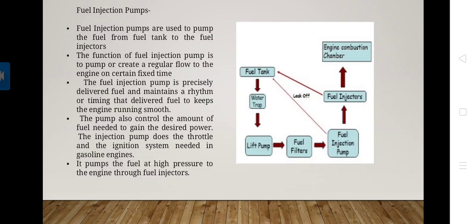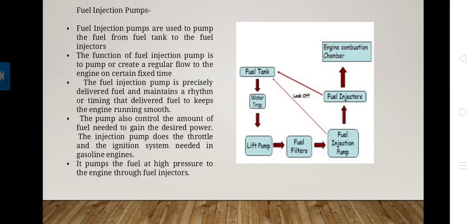The fuel injection pumps are used to pump the fuel from the fuel tank to the fuel injectors. The function of the fuel injection pump is to create a regular flow to the engine at a certain fixed time. The fuel injection pump precisely delivers fuel and maintains the rhythm or timing of the delivered fuel, which keeps the engine running smoothly. The pump also controls the amount of fuel needed to gain the desired power, and the injection pump does the job of the throttle and the ignition system needed in gasoline engines.